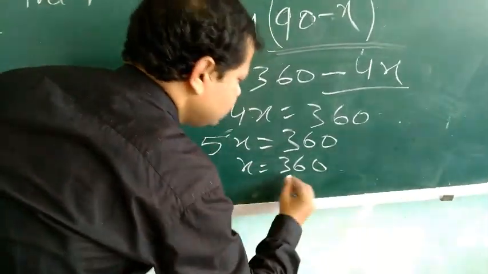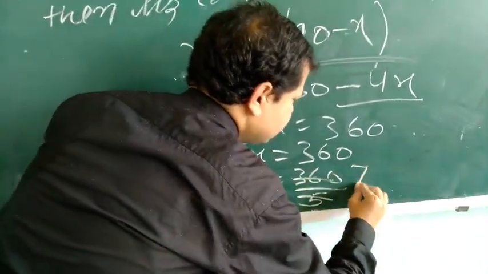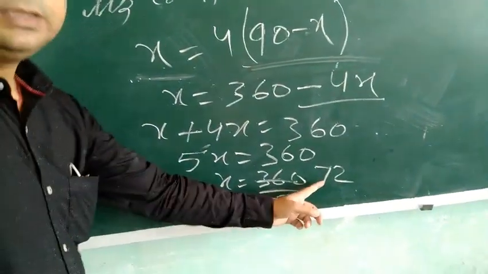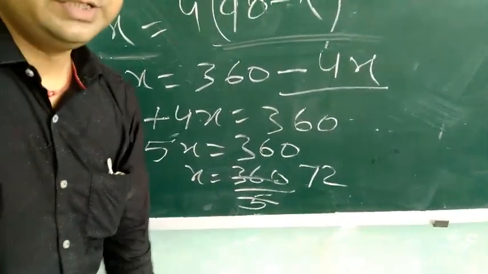So it comes into divide: 360 by 5. Cancel it. 5 sevens are 35 and 5 twos are 10. So x will be equal to 72 degrees.